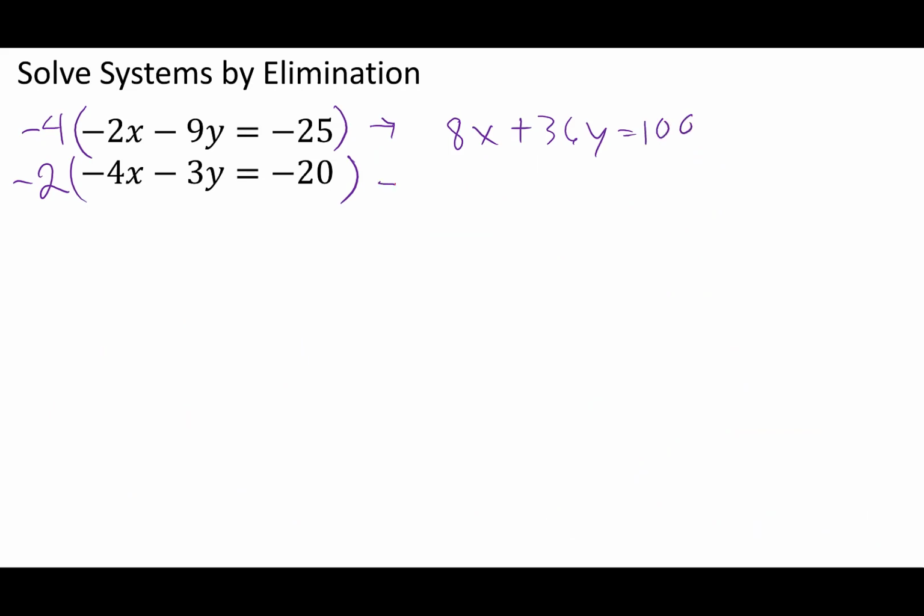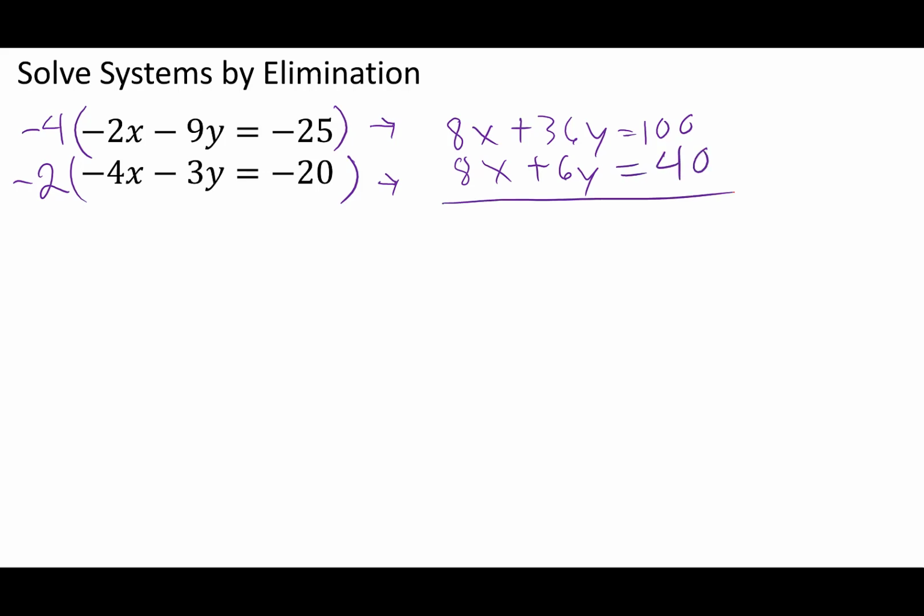All right, we're going to do the same with the bottom. Negative 2 times 4 is a positive 8. Negative 2 times negative 3 is a positive 6. And negative 2 times negative 20 is a positive 40.